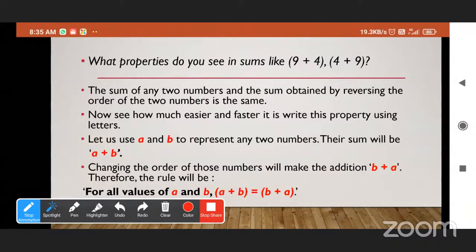Now, see here. Changing the order of those numbers will make the addition B plus A. Now, here, we will reverse the numbers. So, A plus B becomes B plus A. So therefore, the rule will be for all values of A and B, A plus B is equal to B plus A. Okay. So here, changing the order of those numbers will make the addition B plus A. And here we form the rule for all values of A and B: A plus B is equal to B plus A.